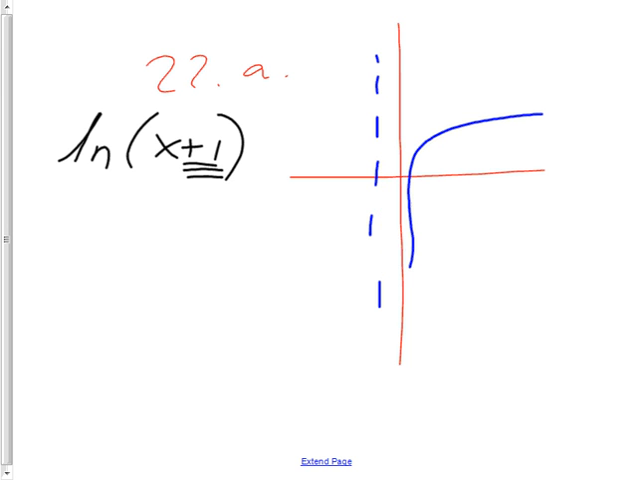Do you agree that the parent one never touches 0? So have I got it about right for the parent one now? Something like that? Should I move it down a little bit more? Is that better? Okay, but the point is that it never touches 0 originally.